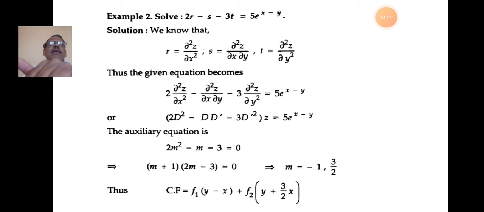Once again, here r is ∂²z/∂x², s is ∂²z/∂x∂y, t is ∂²z/∂y². Substituting, we get (2D² − DD' − 3D'²)z = 5e^(x−y). The auxiliary equation is 2m² − m − 3 = 0, or (m + 1)(2m − 3) = 0, so m = −1, 3/2. CF is f1(y − x) + f2(y + 3/2 x).